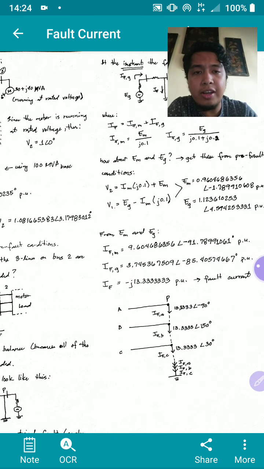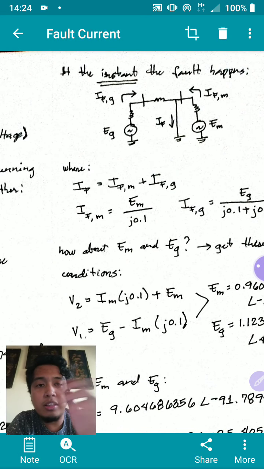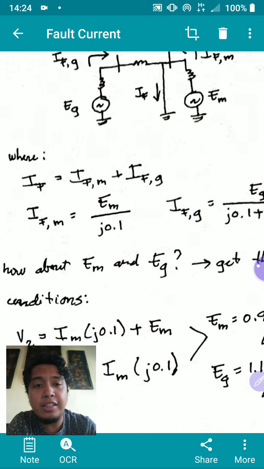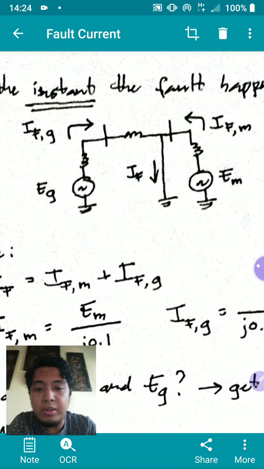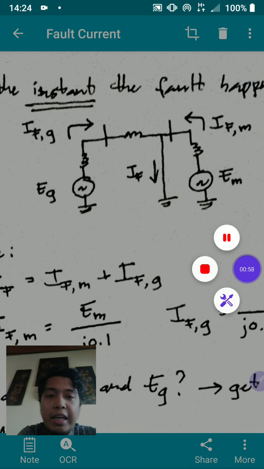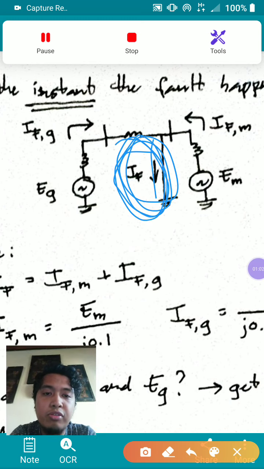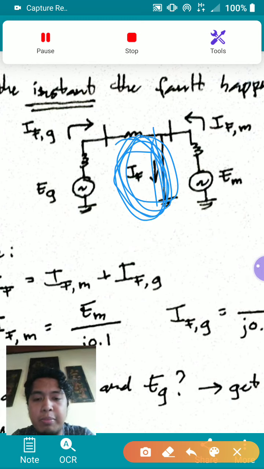Now, I'll continue this example. So at the very instant of your fault, at the very instant that your fault happens, basically this is how your currents would look. You basically have the fault current here. It's basically the current that is flowing at the shorted path.